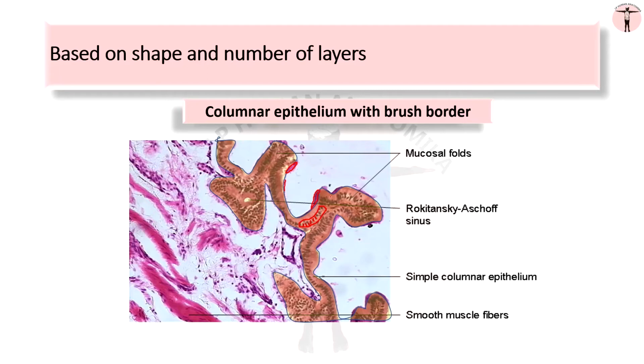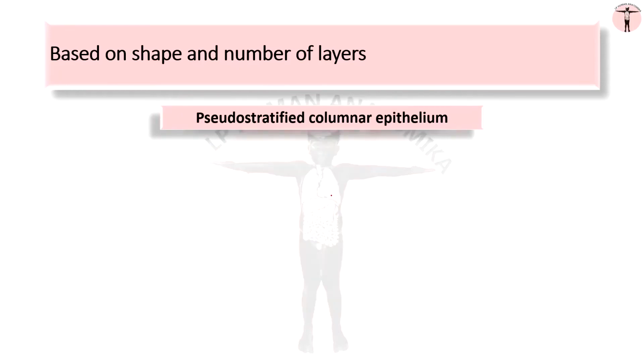These are called the brush border of the epithelium. With this, we are completing the simple epithelium, that is the first classification based on the shape and the layers combined together. Now coming to the second type based on shape and layers, the pseudostratified columnar epithelium.